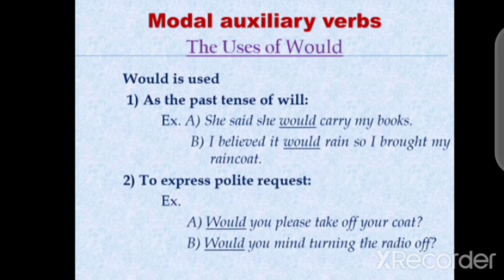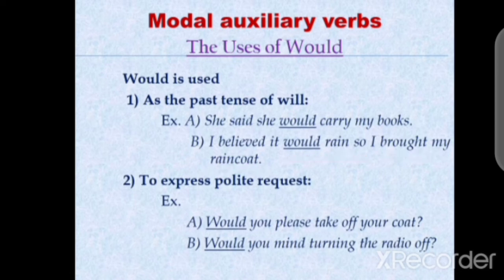Now here are the uses of would. Would is used as the past of will. For example, she said she would carry my books. So in this sentence, she was willing to carry her books. Next example, I believed it would rain, so I bought my raincoat.